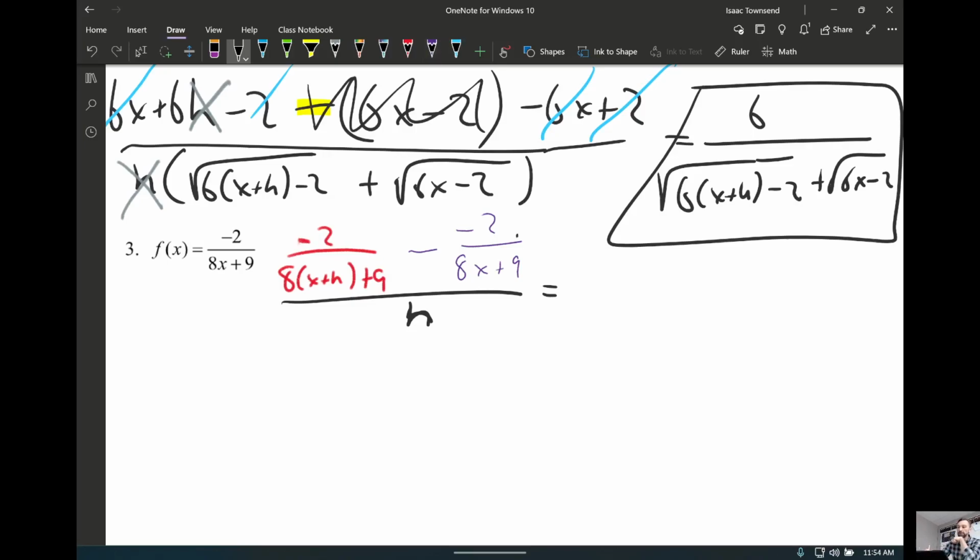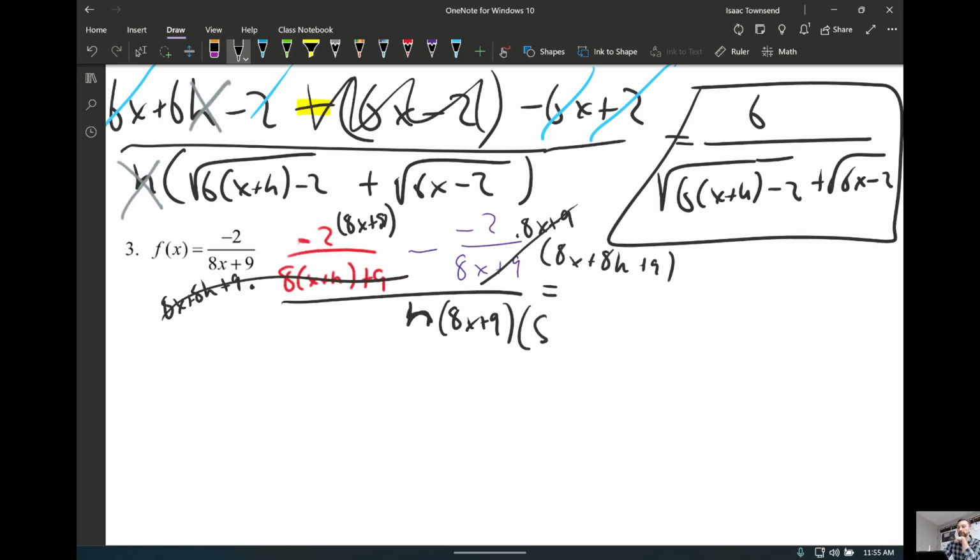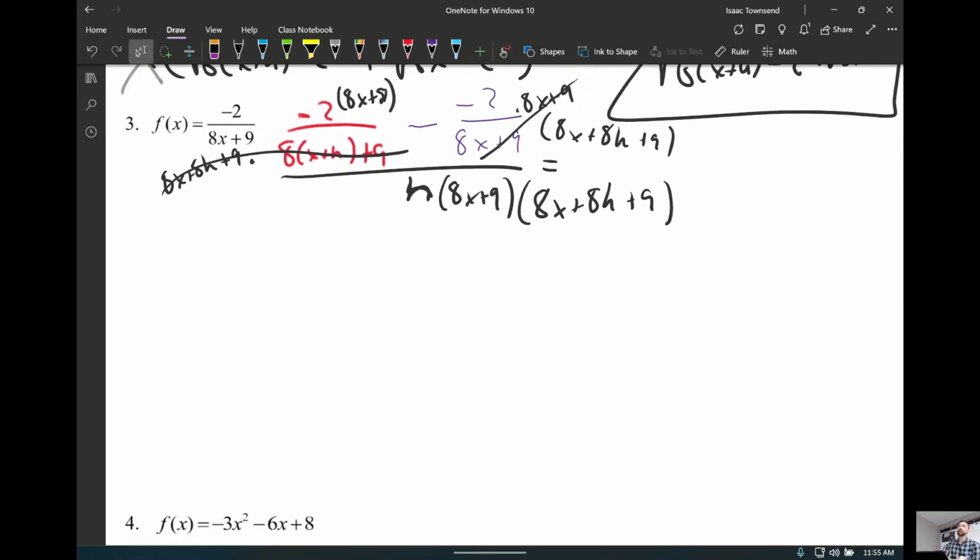But I would like to multiply this by 8x plus 9 to make those two cancel. But we can only multiply one term by 8x plus 9 if we're willing to multiply everything by 8x plus 9. Likewise, I would love to multiply this by 8x plus 8h plus 9 to make those cancel. But you can't multiply one of them by that unless you're willing to multiply them all by that. Usually the complex fraction looks pretty messy here, so be extra careful.